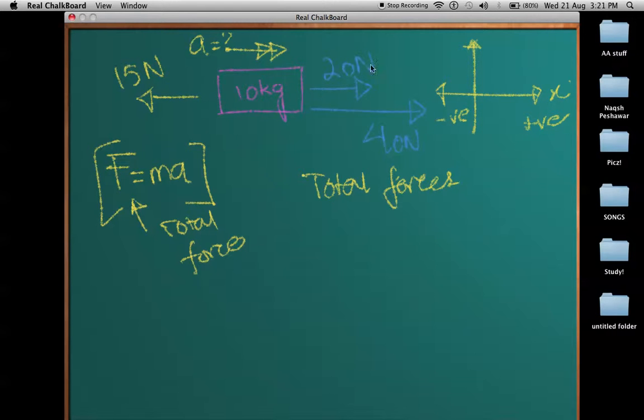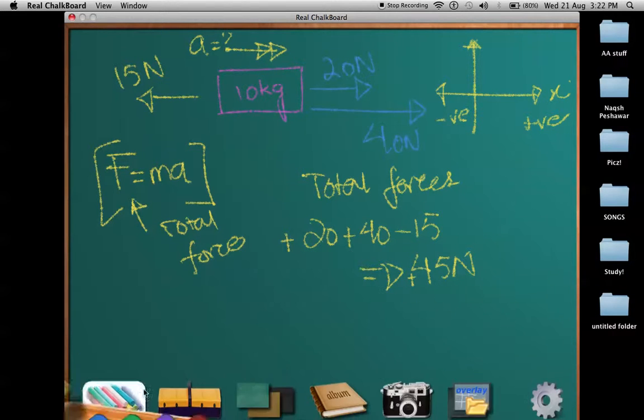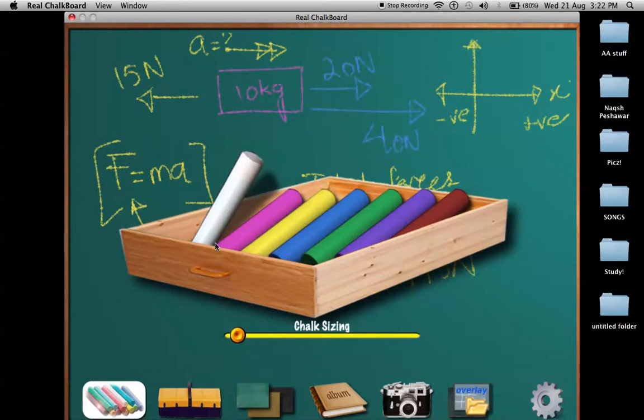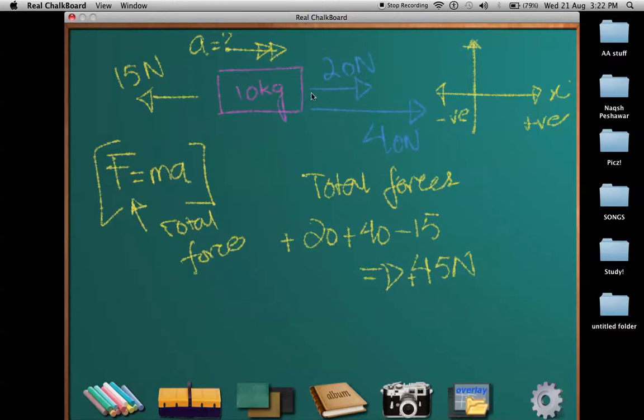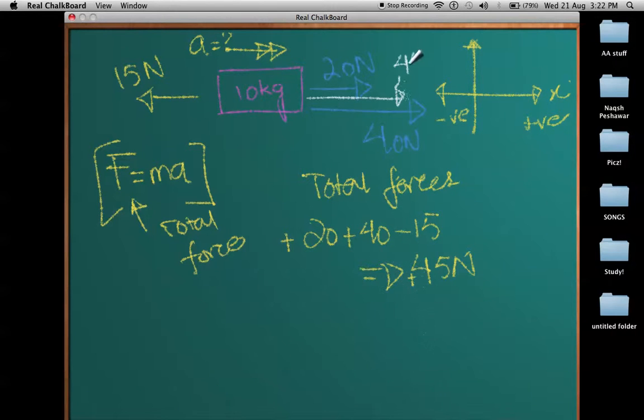This is on the right hand side, so this would be a plus 20, this would be a plus 40. However, since this is on the left hand side, this would be a minus 15. So this would become 20 plus 40, 60, 60 minus 15 is 45 newtons with a plus sign, which means the net force acting on this box, or the total force acting on this box, is in this direction with a magnitude of 45 newtons. So this is my force.